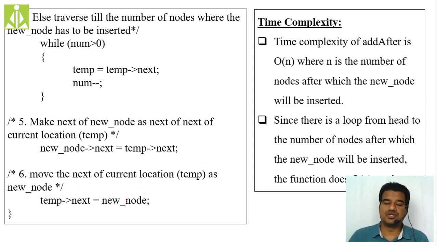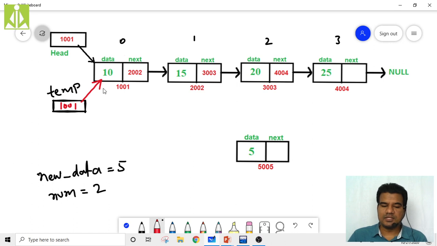My num value is 2. So initially 2 is greater than 0. Condition true. So temp equals to temp of next. Move the temp. Temp equals to temp of next.